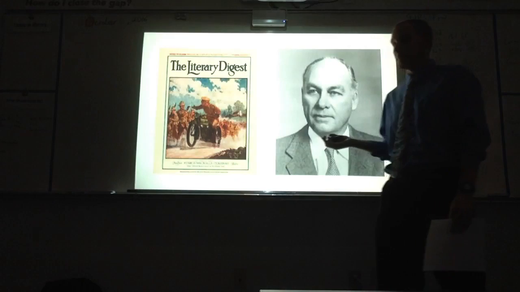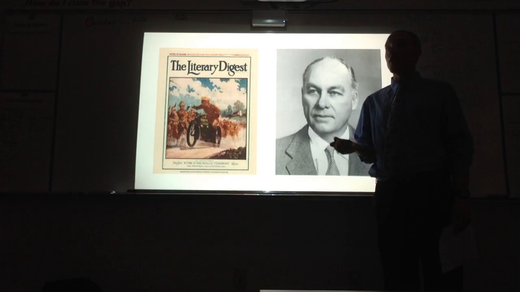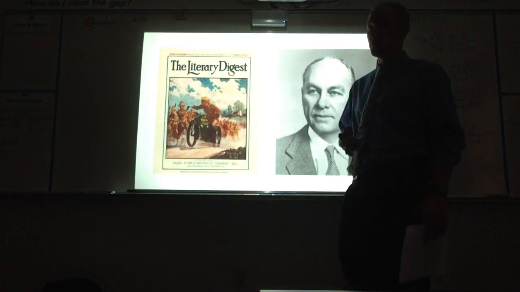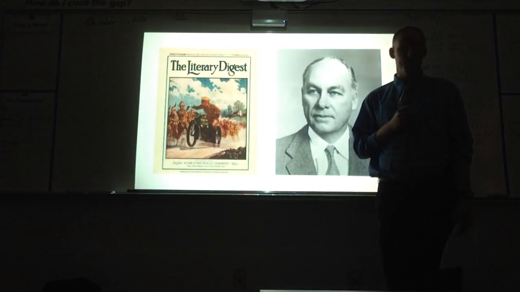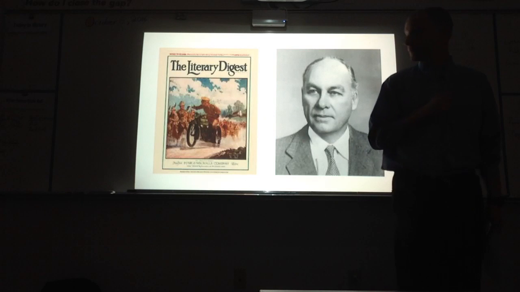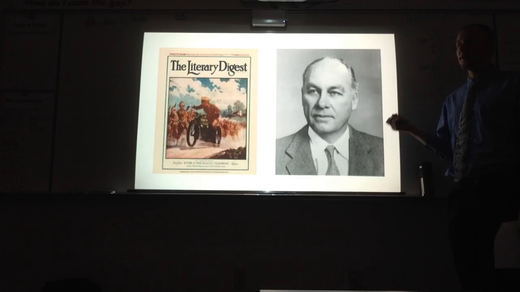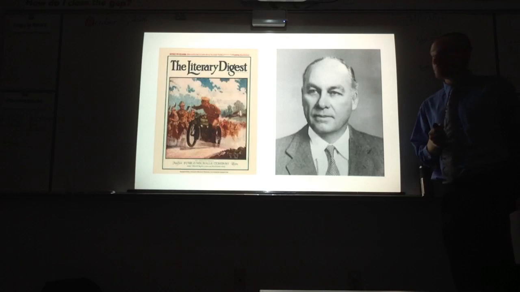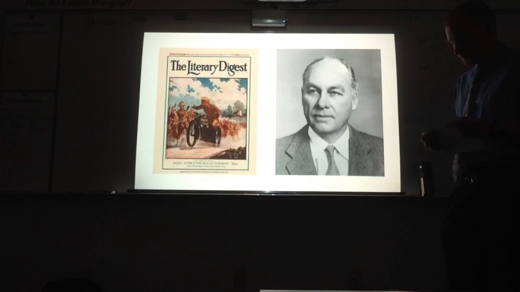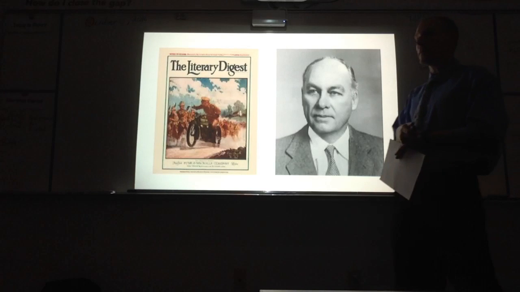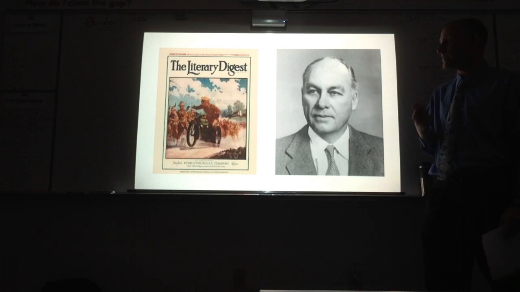They predicted that Franklin Roosevelt was going to lose the election to a guy named Alf Landon. Now, you don't really need to know that name. He's just the guy that was running against Franklin Roosevelt. But they predicted Roosevelt was going to lose. But then comes along this guy, George Gallup. And George Gallup conducted an opinion poll differently. George Gallup developed what we now call scientific sampling.